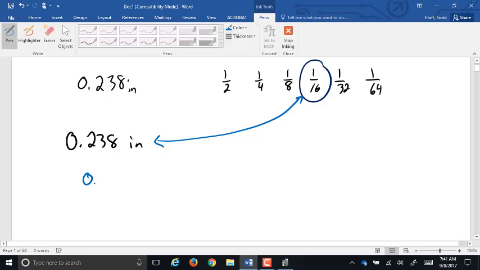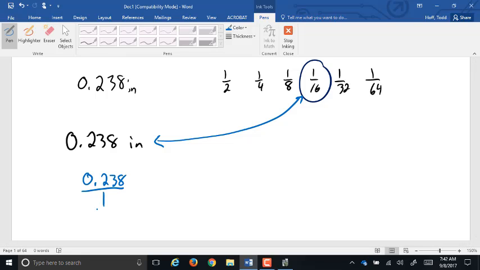And the way we do that is we take 0.238, and we make it into a fraction the simplest way we know how. We can turn anything into a fraction by just putting it over 1. Now you'll note that is still 0.238. The decimal point's still there.